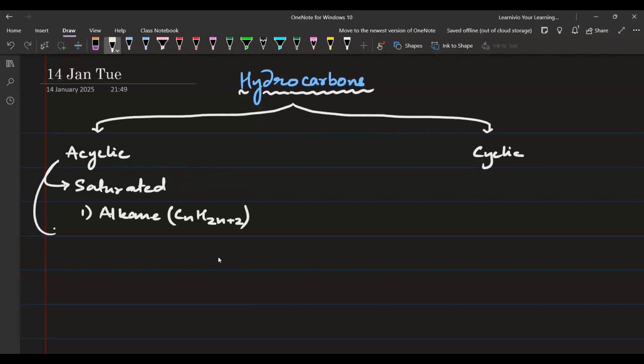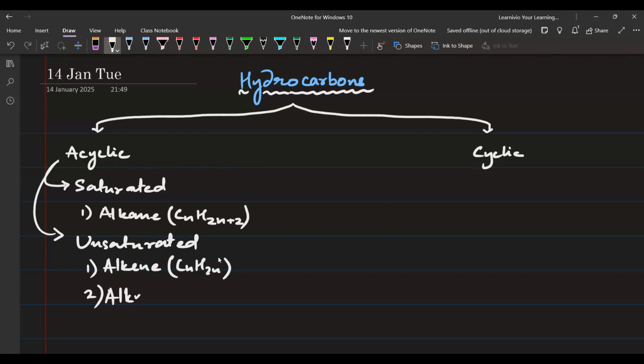Now, we have one more category, that is unsaturated hydrocarbons. In unsaturated hydrocarbons, we have alkene, which has a general formula of CnH2n, and we also have alkyne, which has a general formula of CnH2n-2.